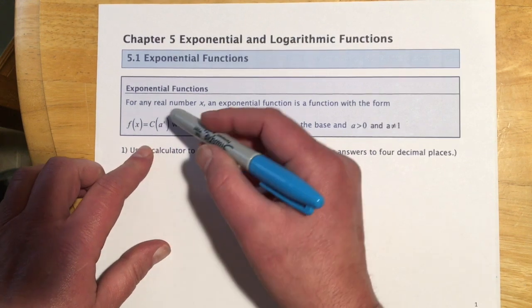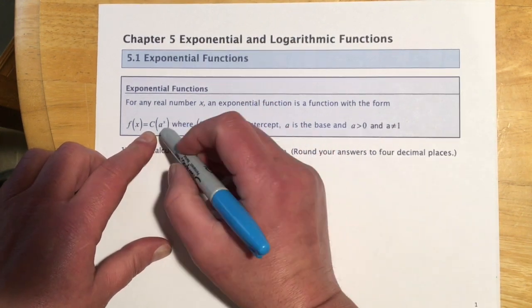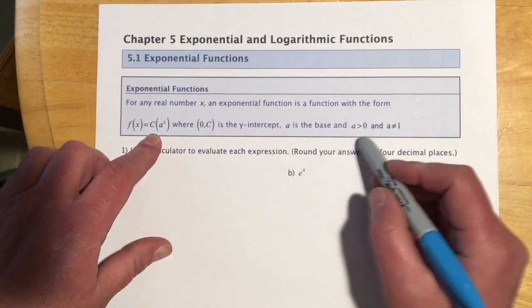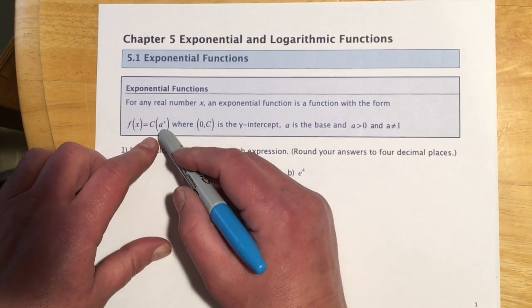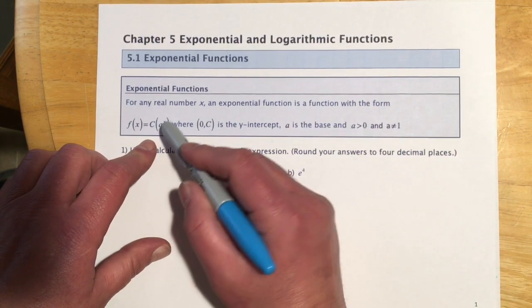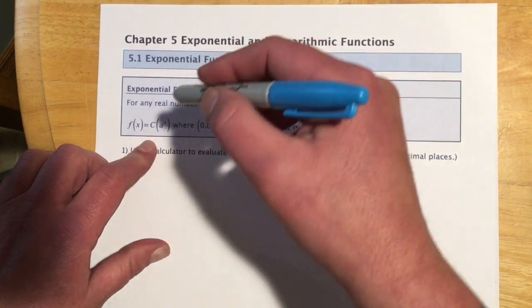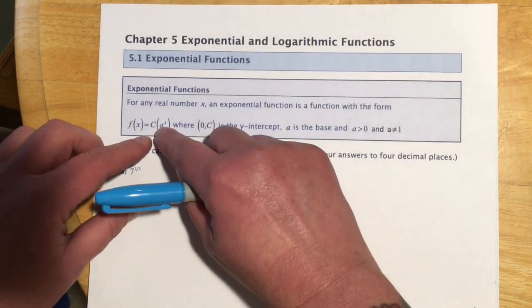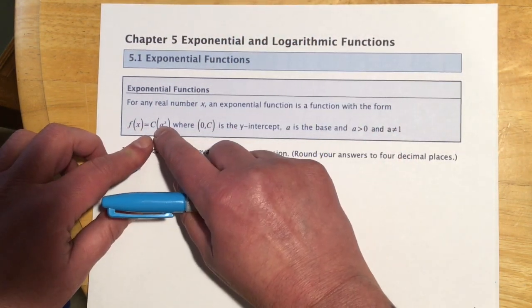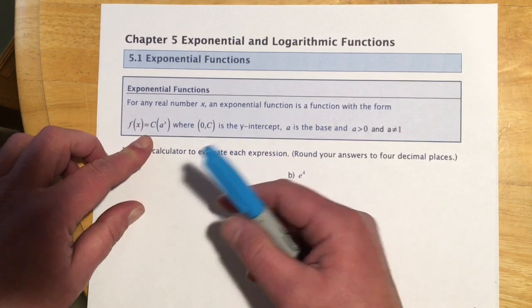C is going to be our y-intercept, and then a is going to be the base. A has to be greater than 0, not equal to 1. And then what's different, we're used to going like x squared. This is sort of the reverse. The base stays the same, but it's the exponent that's going to be the counter.